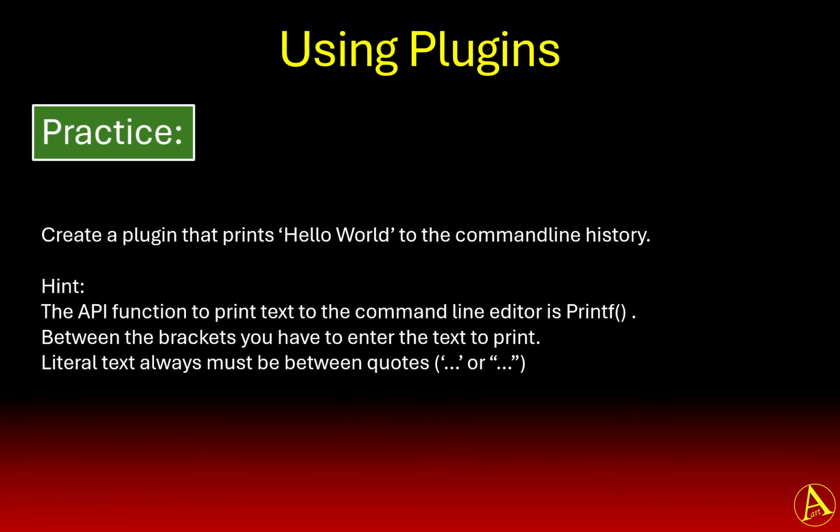Let's practice this. Let's create a plugin that prints the hello world to the command line history. The API function to print text in the command line history is printf. Between brackets, you have to enter the text to print. Literal text always has to be between quotes. You can use single quotes or double quotes.